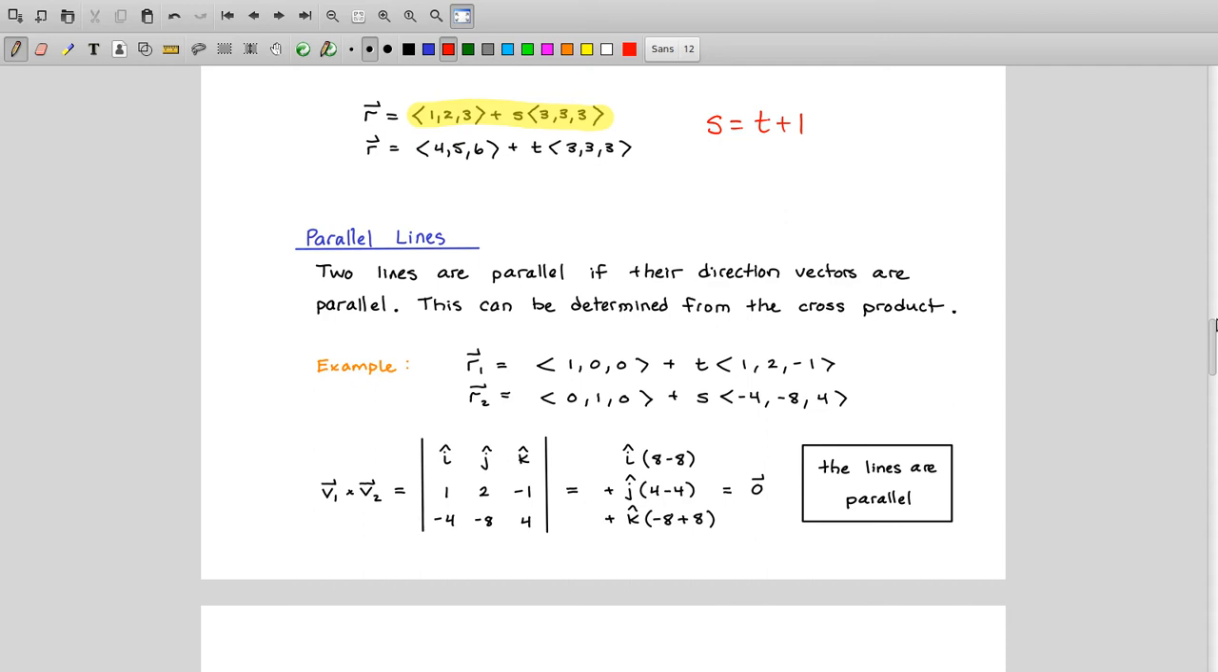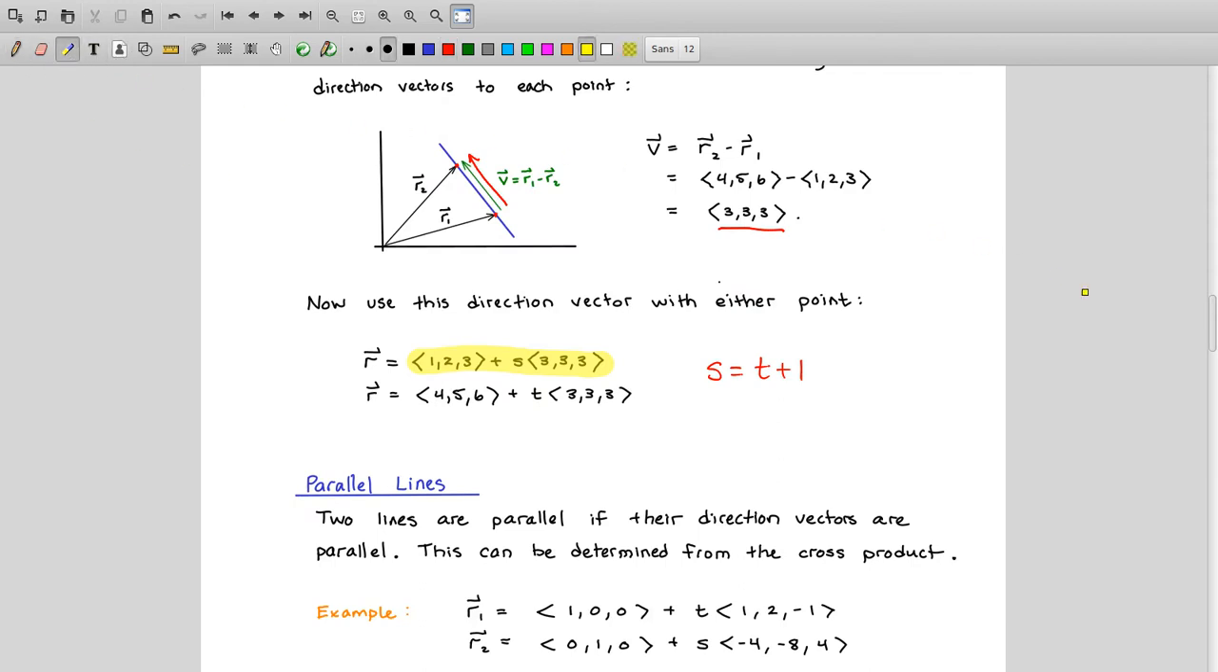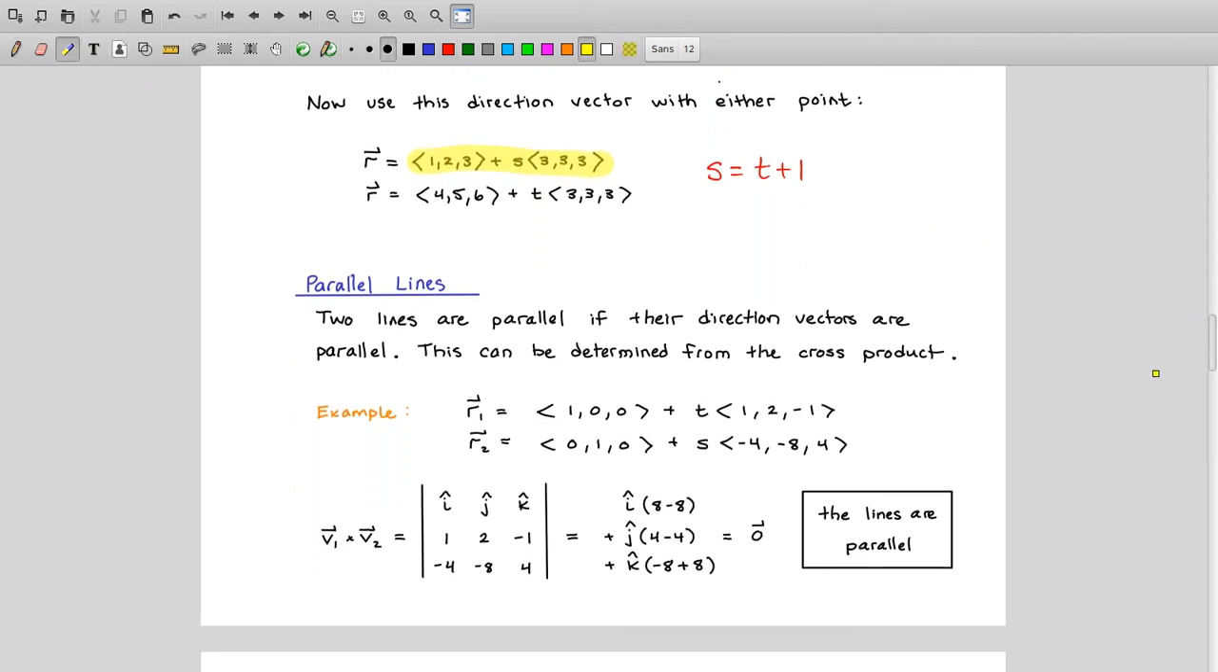So what makes two lines parallel? Quite simply, if they're pointing the same way. Slightly more precisely, we could say if their direction vectors are parallel, then the lines are parallel. We have exactly the tool we need to determine if two vectors are parallel. We just saw it, the cross product. So here's an example. Two lines, R1, R2, and we have the two direction vectors (1, 2, -1) and (-4, -8, 4). We simply calculate the cross product.